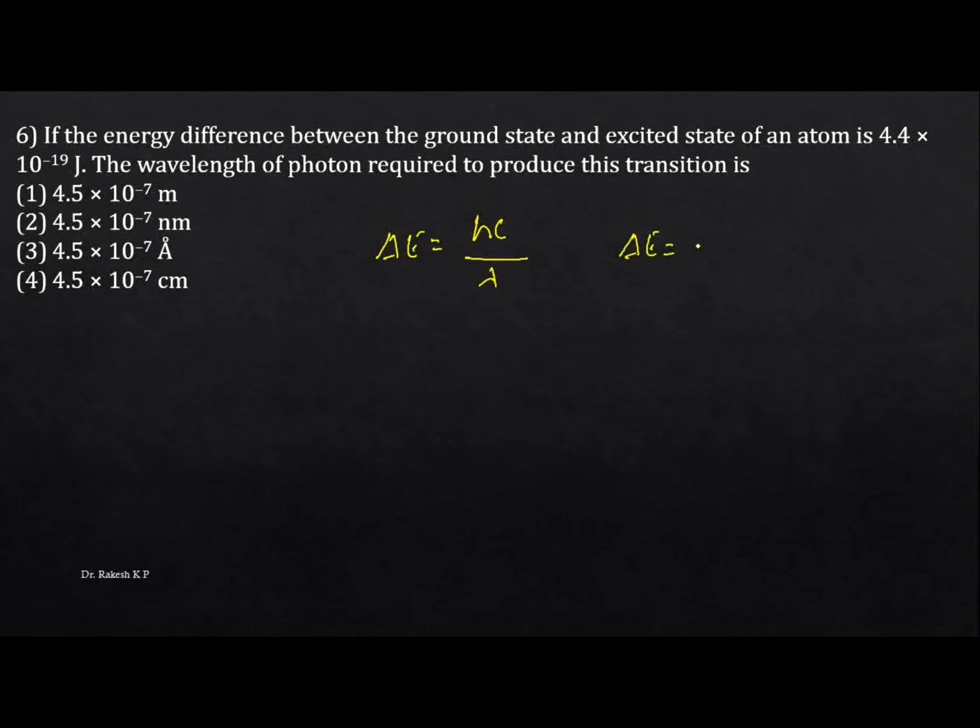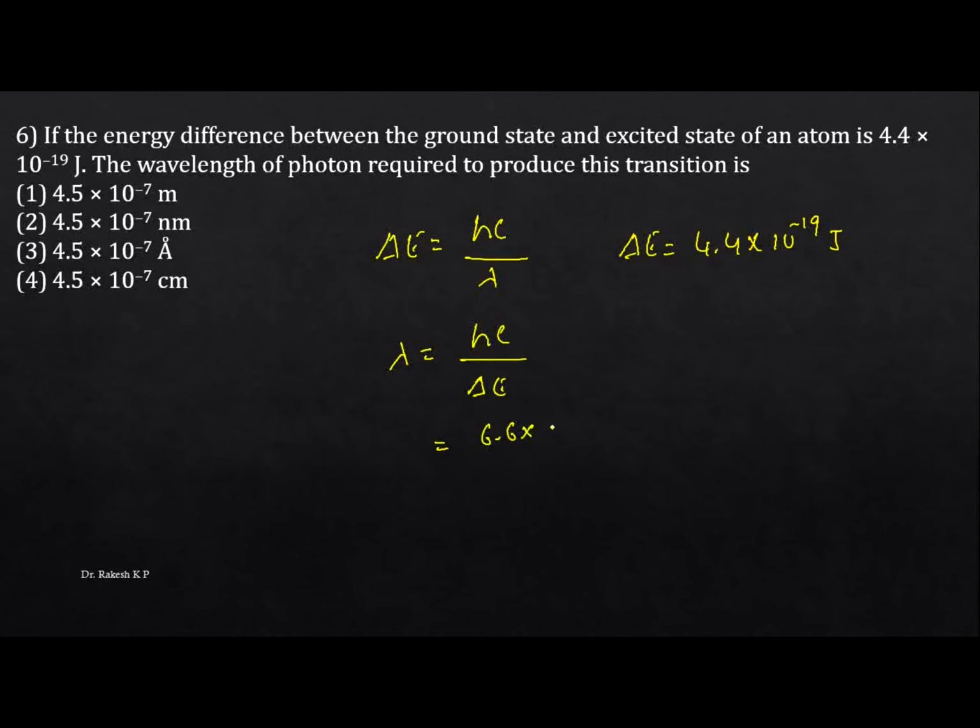Delta E is given as 4.4 into 10 to the power of minus 19 joule. Here what you have to calculate is the wavelength. The wavelength is equal to hc divided by delta E. So what is the h? It is Planck's constant. The value will be?